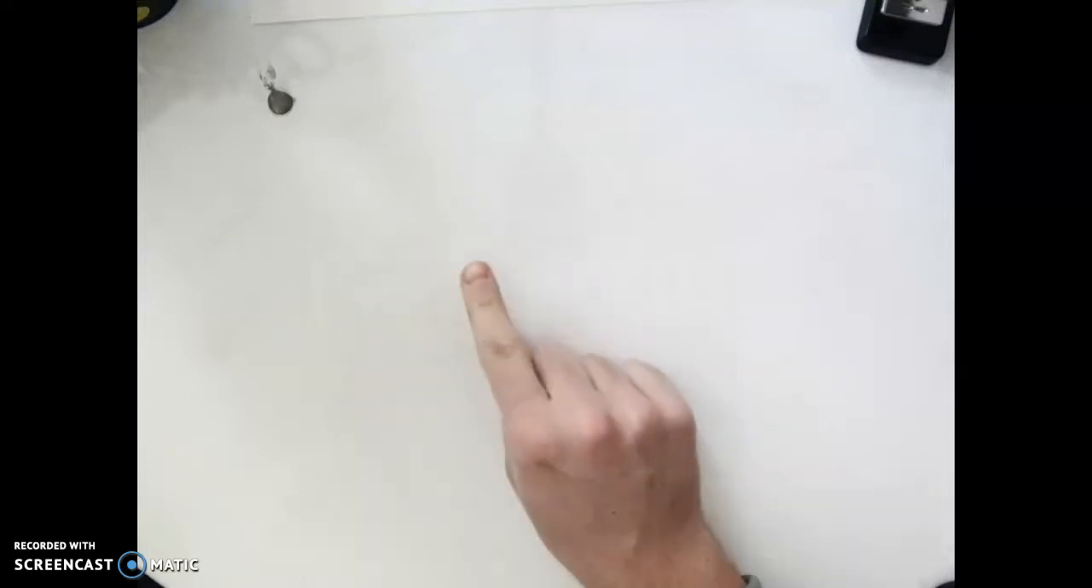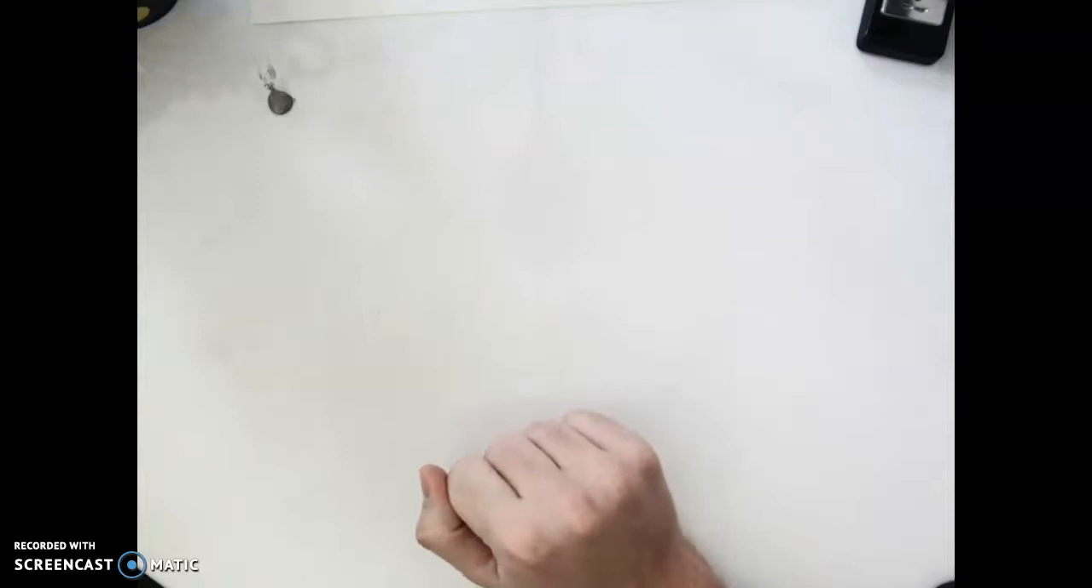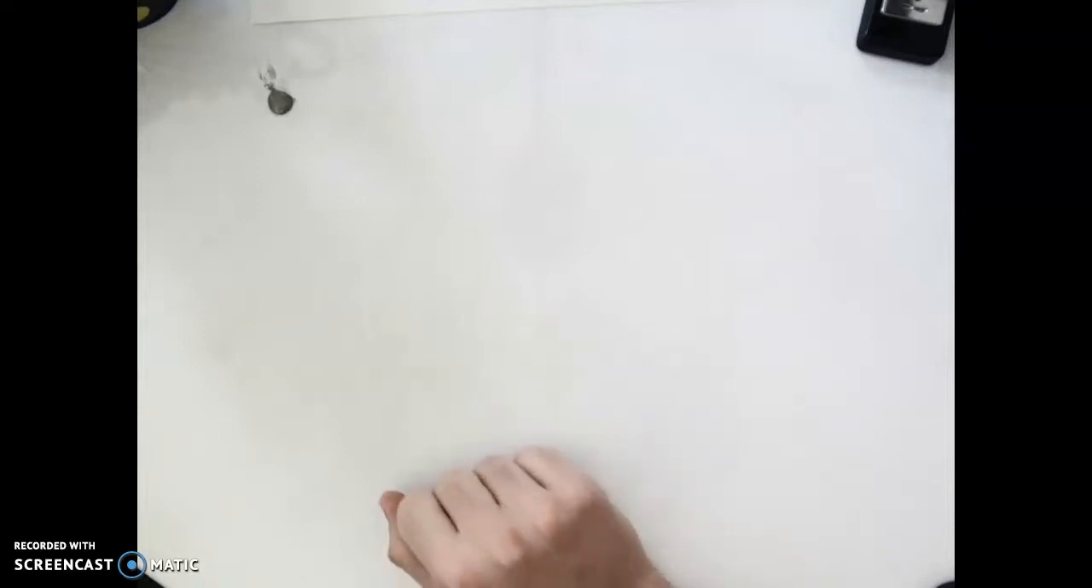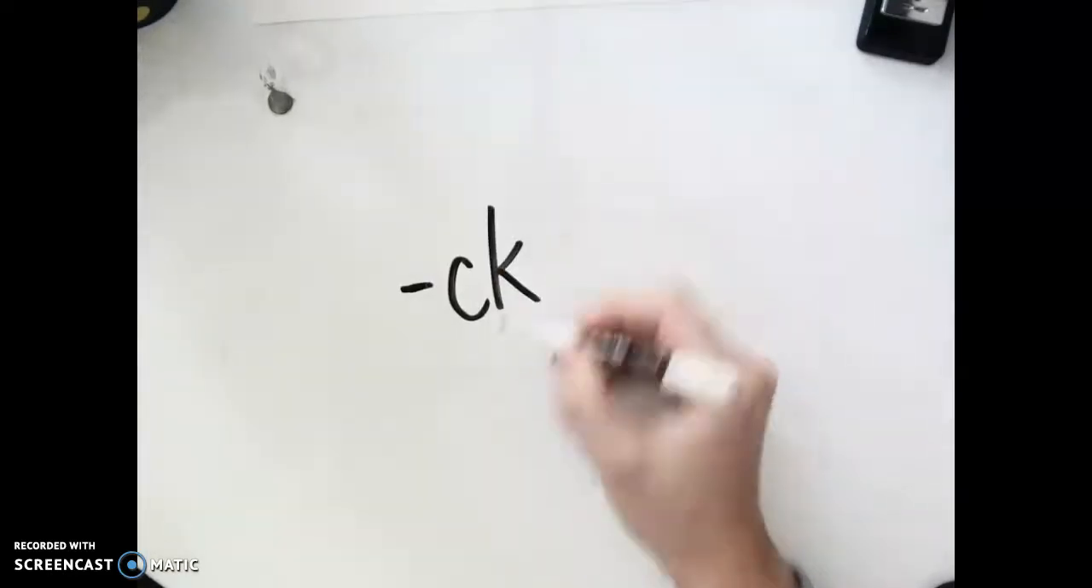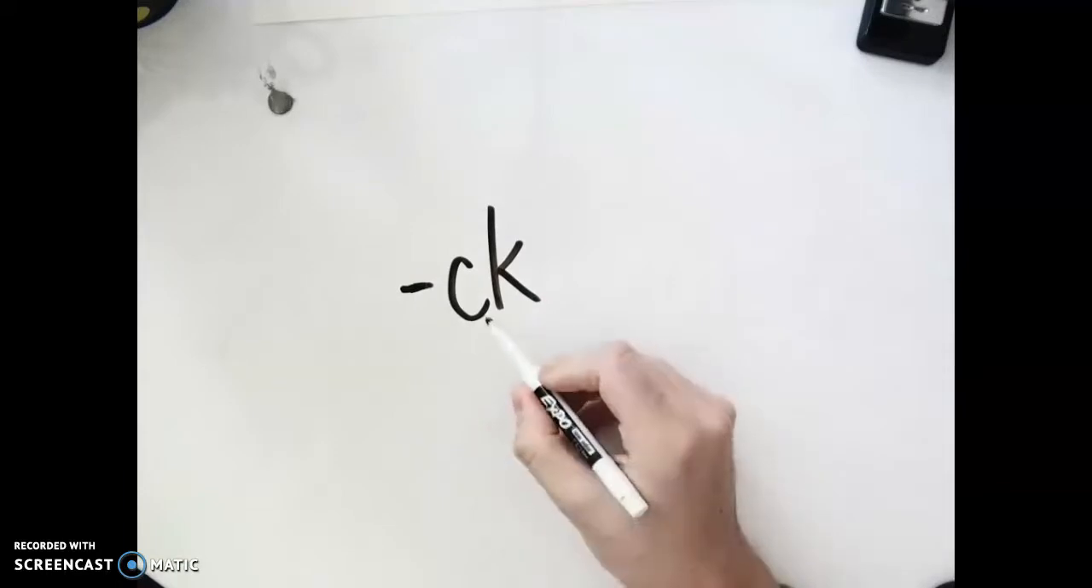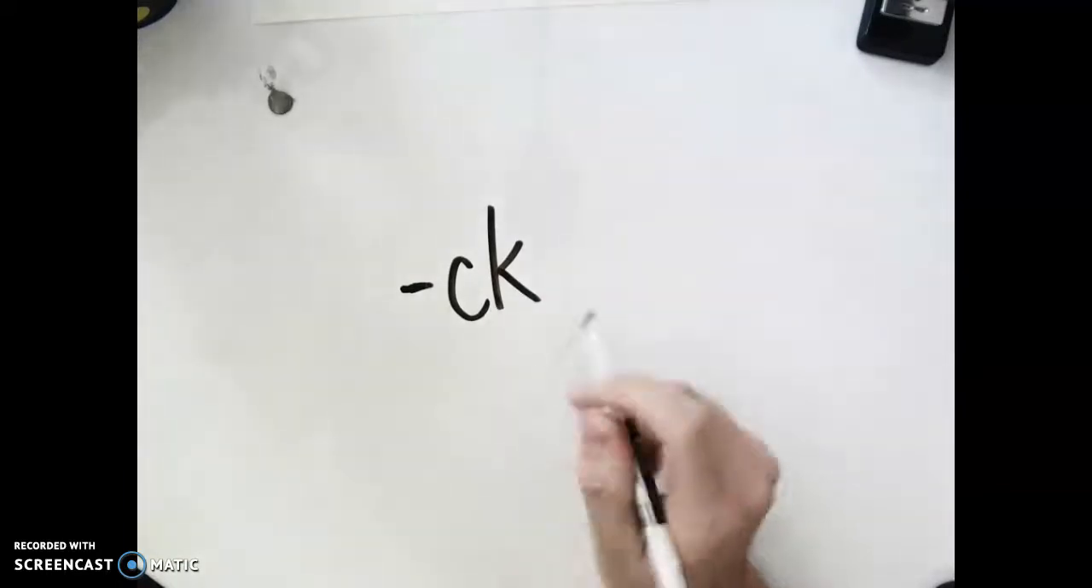Hi, first graders. I'm going to model for us some of our syllabication today. So this is when we write a 2 or more syllable word, and then we're going to do our markings. This week we've been working on words with CK. Remember, when we see CK together, it makes one sound. It makes the K sound.